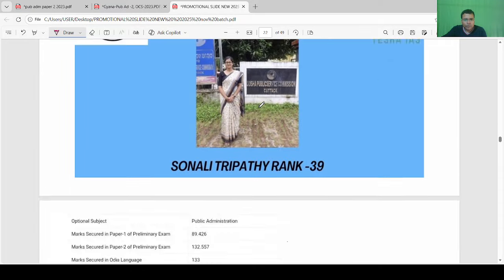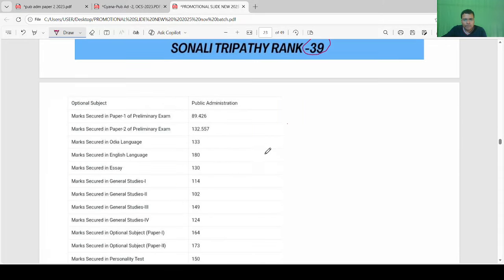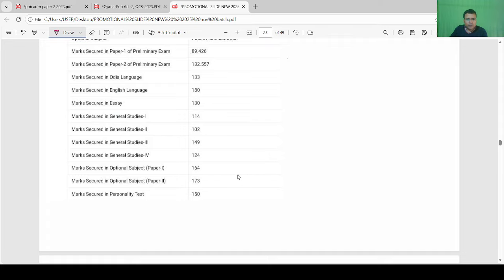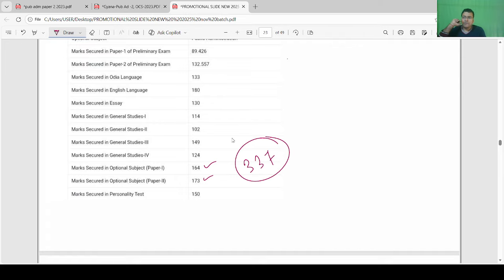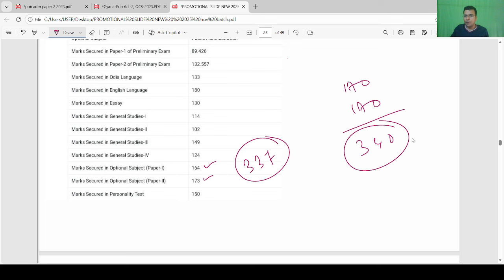This is Sonali Tripathi, rank 39. Marks in public administration: 164 and 173. So the total mark is 337, highest in Odisha. So 173. So you can get 170 in both. Paper 1 and paper 2 are 170 each, 340. And if you can secure 340, you will get a rank.